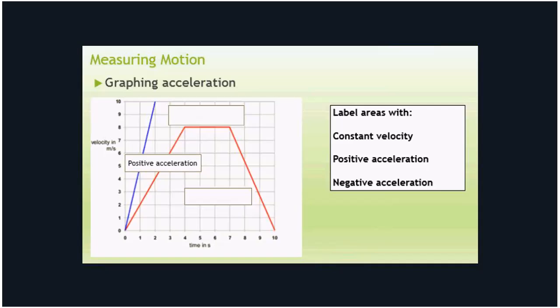The next line that we're looking at, the top of the line says 8 meters per second. At the end of the line, they are still traveling at 8 meters per second. Since their velocity does not change, there is no acceleration, and we call this constant velocity.